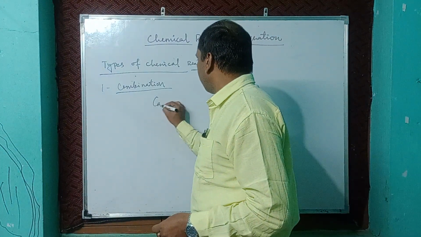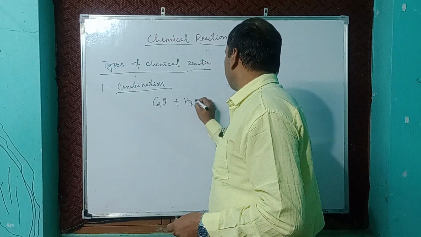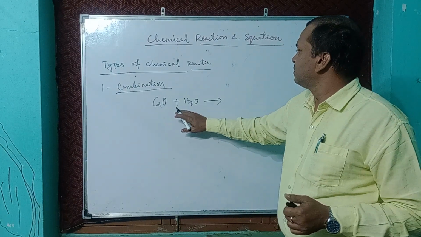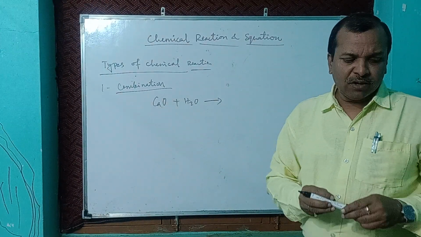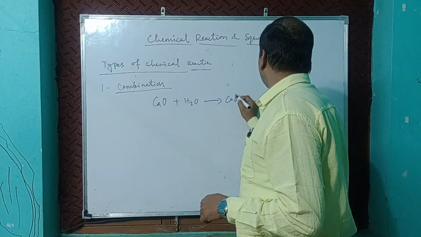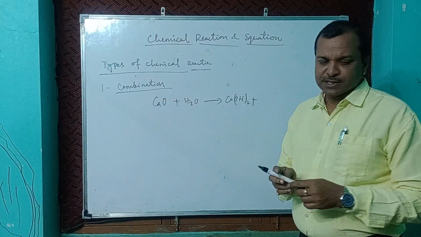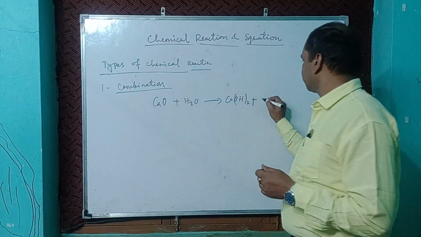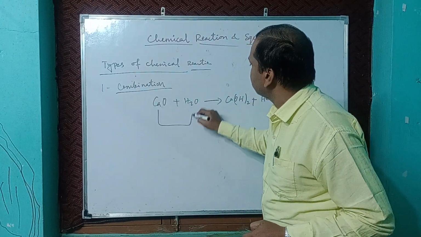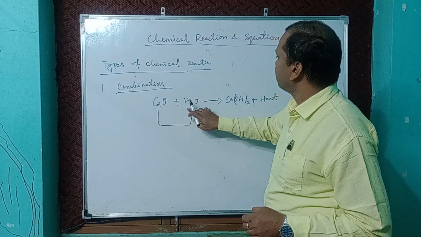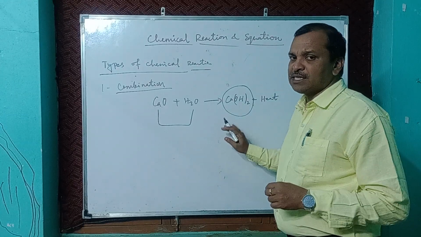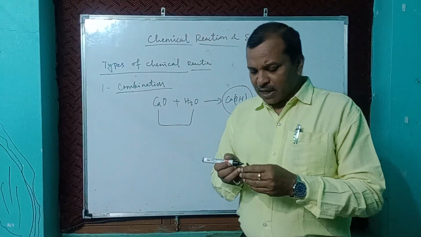Like that, I will give an example like CaO plus H2O. What we will get? CaO means what? Calcium oxide plus H2O. What we will get? Ca(OH)2, plus heat will liberate. So from here what we can see, this CaO will be added with H2O, then we are getting Ca(OH)2, calcium hydroxide. यहाँ पर क्या होगा?